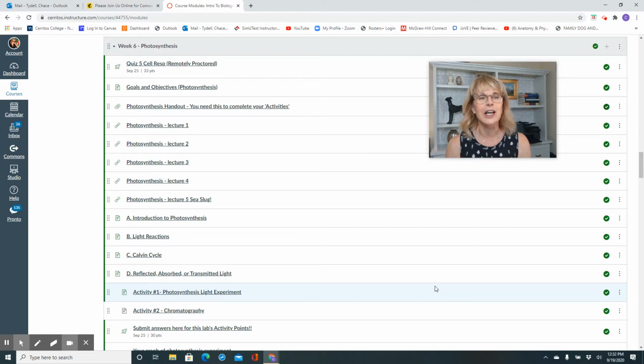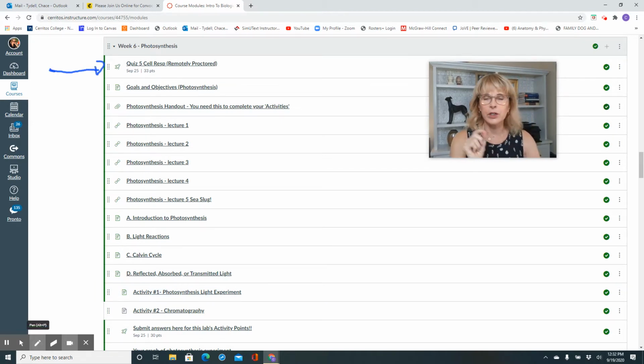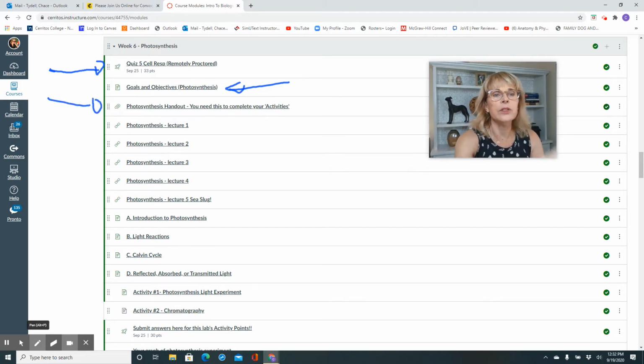similar strategies. So this week, make sure that by Friday, you have got your cell respiration quiz done. The cell respiration quiz is about the information that you mastered last week, right? And then go ahead and start by reading out the goals and objectives for photosynthesis and print out this photosynthesis handout and keep that near you as you are working through the rest of the lab activity. There's a reason for that.